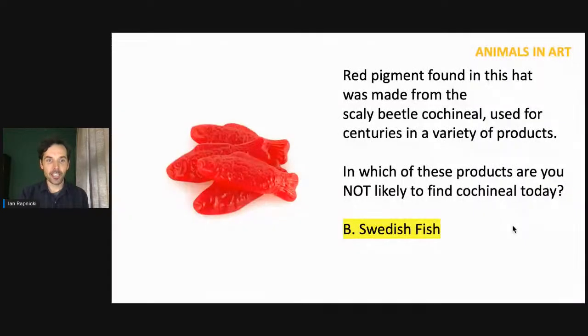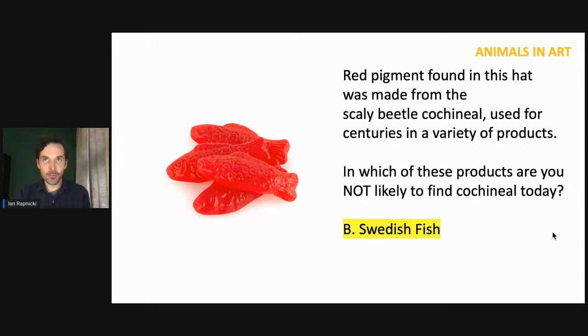Ding, ding, ding. The answer is B, Swedish fish. The cochineal beetle produces an acid to deter predators. When an acid is mixed with aluminum or calcium salts, it produces a dye that's been widely used in stuff like garments, that pre-Columbian hat that I had on the screen a moment ago. You'll find it in frozen meat and lipstick, but supposedly Swedish fish don't use it. So if you're not a fan of eating beetle acid dyes, then go get some Swedish fish and enjoy those carefree.